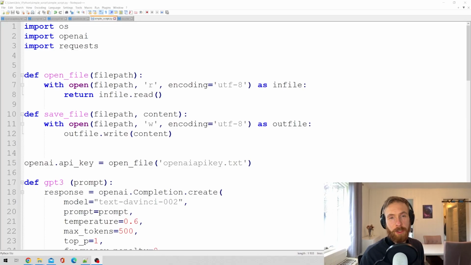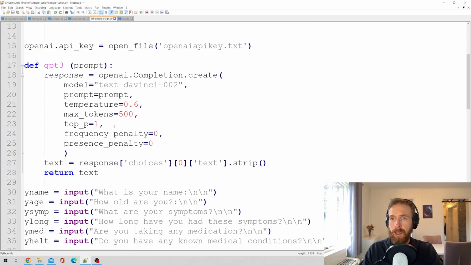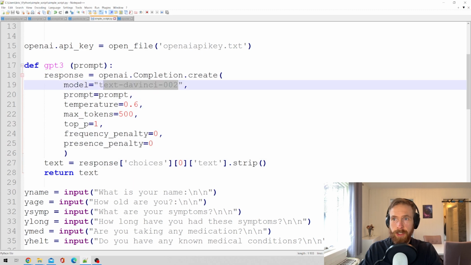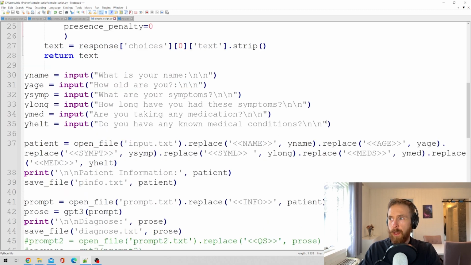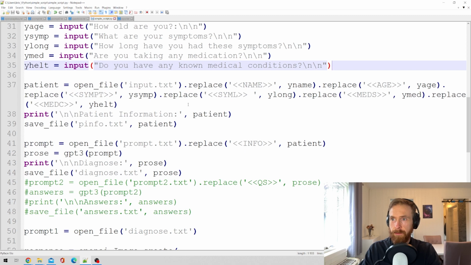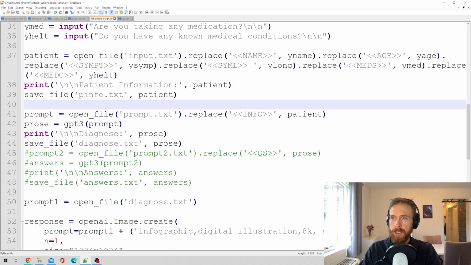Okay, so I'm not gonna spend too much time looking at the back end here, but just some quick notes. It's just a basic script, we have two functions, open and save file. We have the API key. We have the GPT-3 engine. We use the DaVinci 002. And I just made a whole bunch of user inputs here. So what's your name? How old are you? What are your symptoms? We can have a look at this after. And it just takes this information and saves it, and just uses that information in the prompt. And it prints a diagnosis.